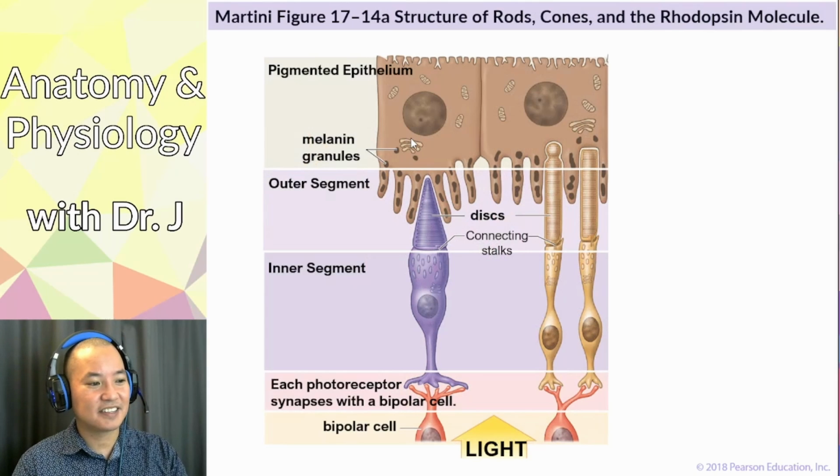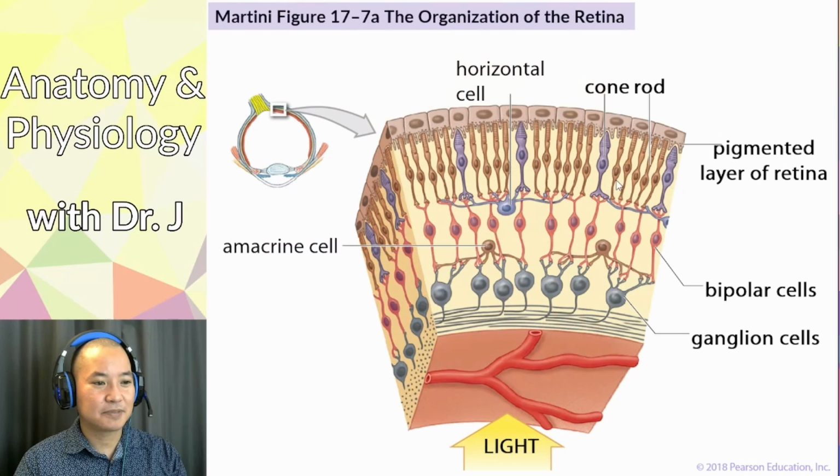You have melanin in the epithelium of your retina as well, and it helps absorb light. The thing is that you have light entering your eye, but you don't want it bouncing around all the inside of your eye, so it's kind of like a black background that helps to absorb light.